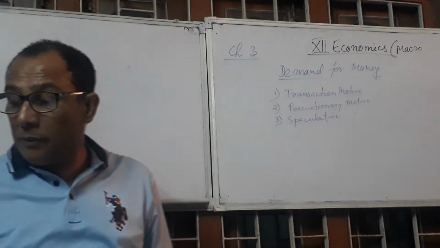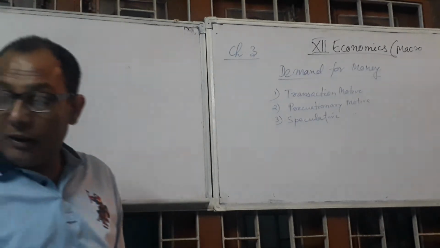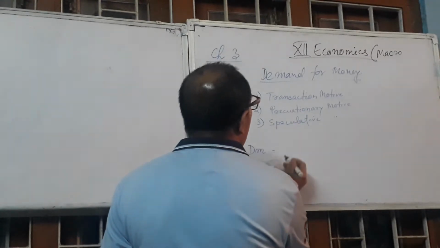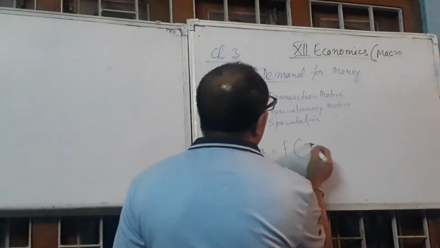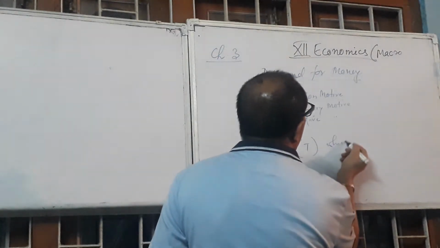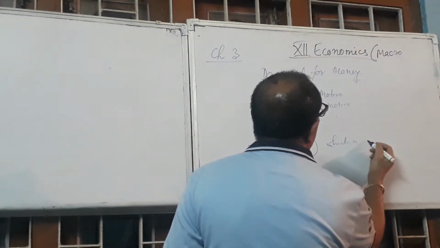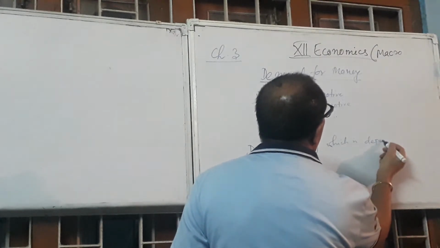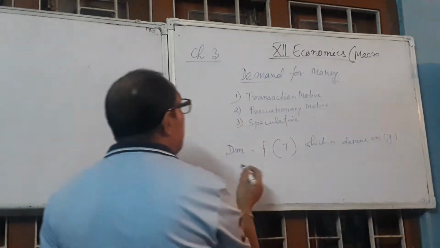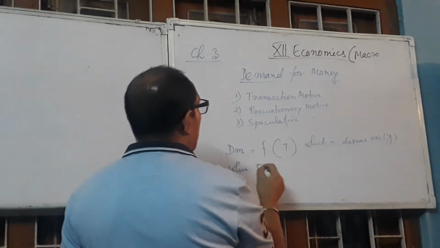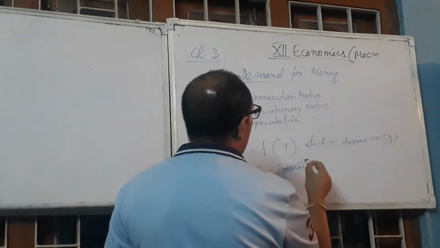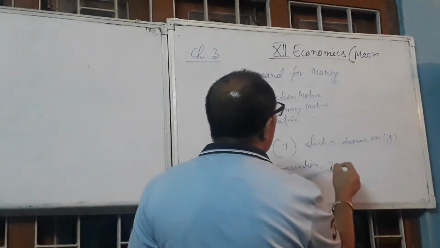This transaction motive can be expressed as DM equals f(T), where demand for money is a function of transaction, which depends on Y. Here T stands for transaction, and Y stands for income level.